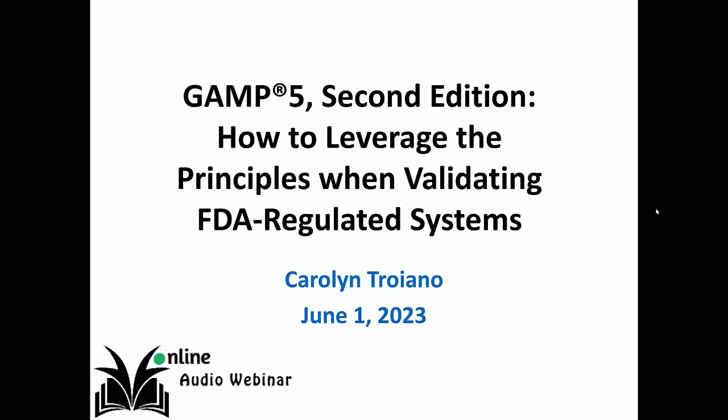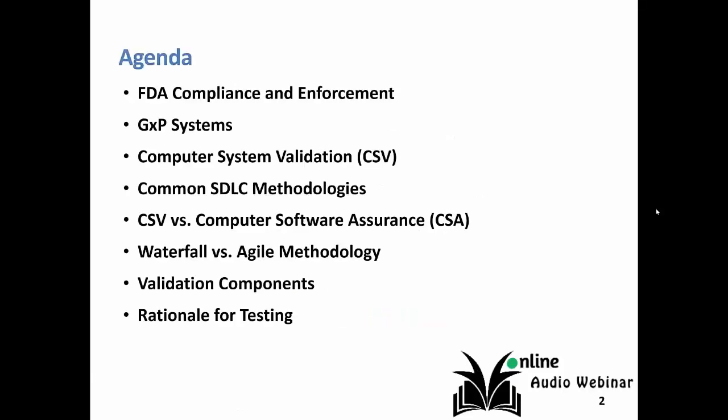Thank you. Hello, everyone. I'm Carolyn Troiano. We're going to be talking about GAMP 5 Second Edition, how to leverage the principles when validating FDA-regulated systems. Thanks for joining us. We're going to cover FDA compliance and enforcement and what we mean by GXP systems and computer system validation, common SDLC or system development lifecycle methodologies, computer system validation in the traditional sense versus computer software assurance, CSA, which is a draft guidance from FDA as of September of last year. And then cover waterfall versus agile as methodologies for software development and management lifecycle. Validation components, rationale for testing.